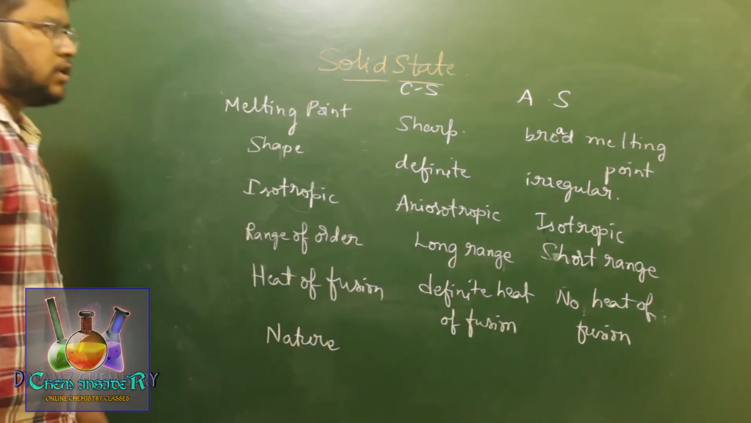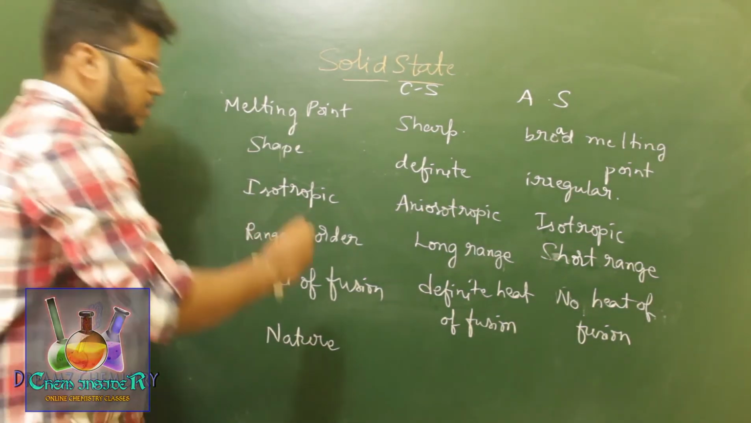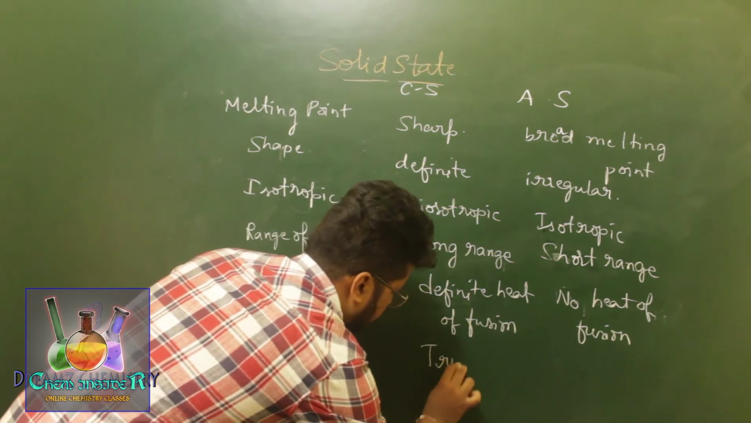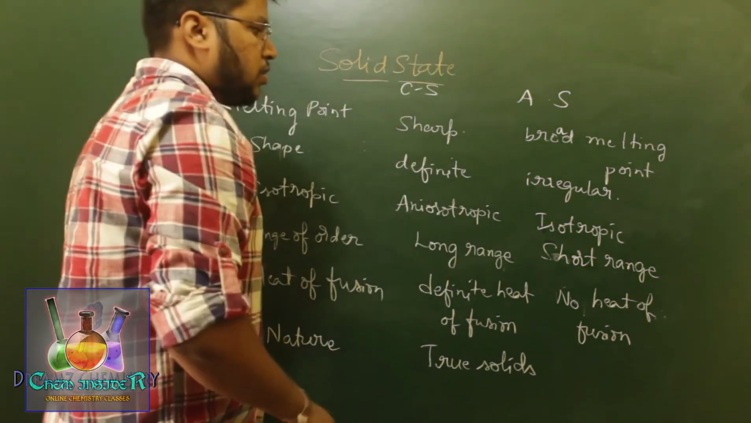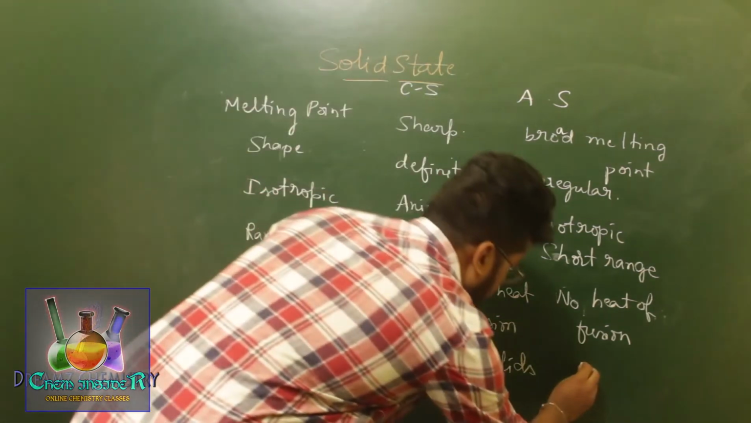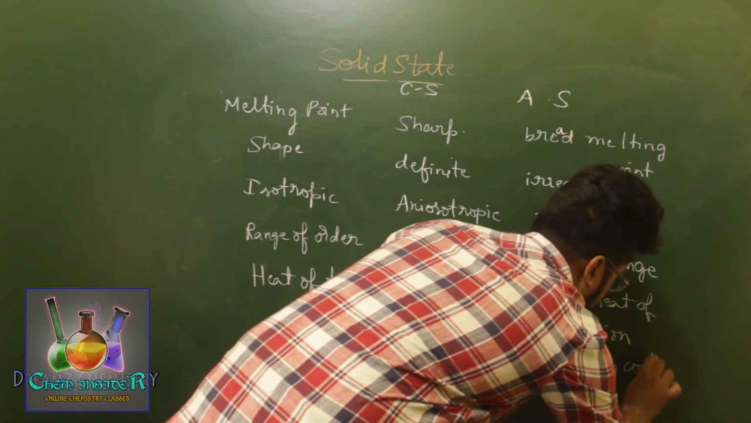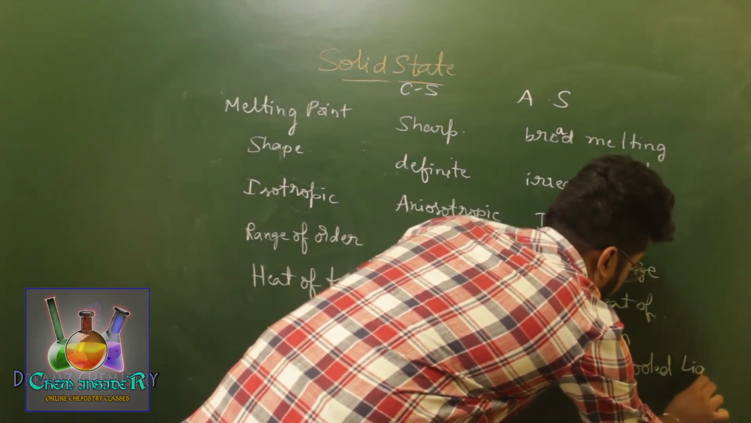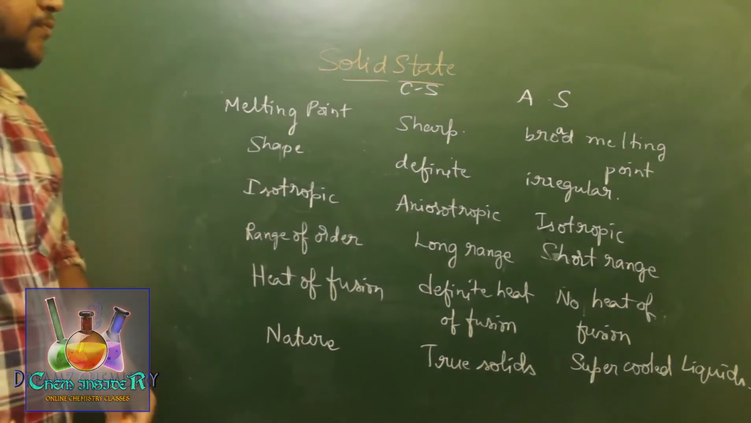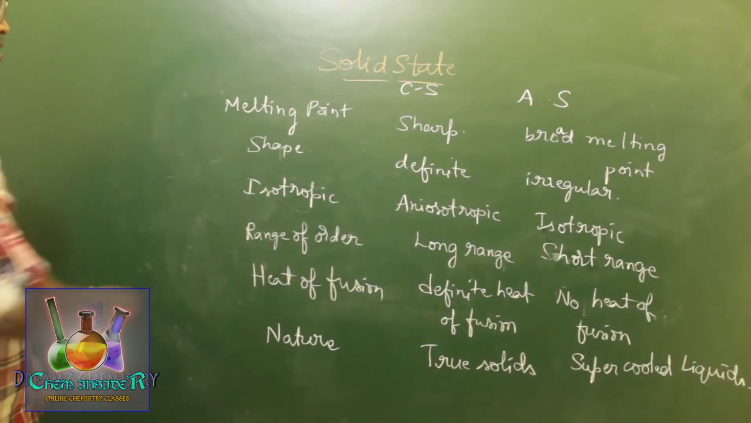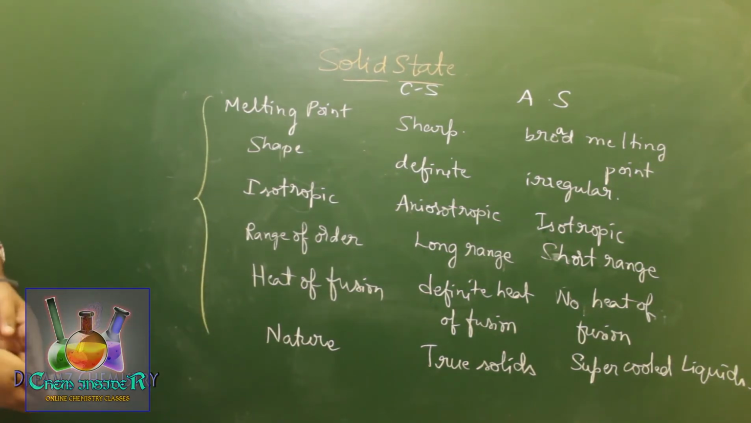Next point is the nature of the solid formed by crystalline or amorphous solids. Crystalline solids are called true solids, whereas amorphous solids are called supercooled liquids, because they form a molten liquid when heated. So these are the 6 properties which define the difference between crystalline solids and amorphous solids.